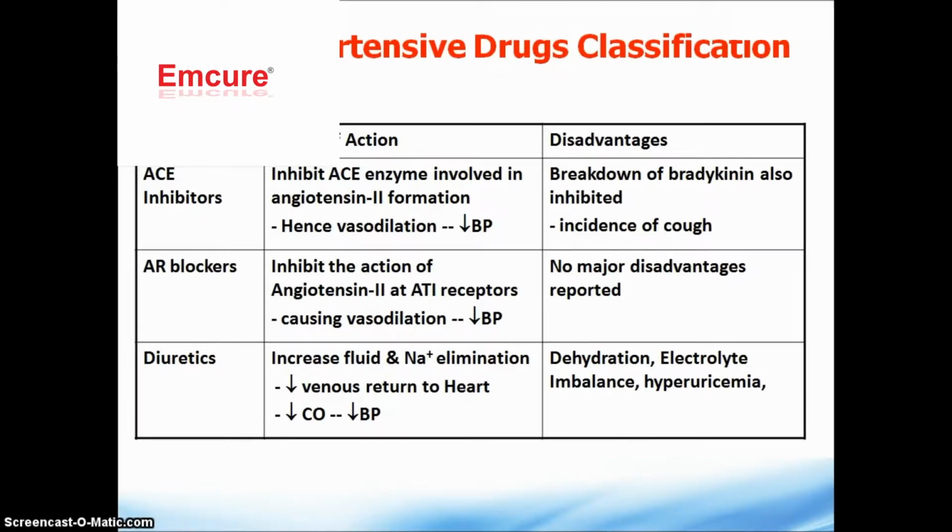Then you have the next group, which is called the diuretic group. Well, the mode of action of these drugs is that they increase fluid and sodium elimination. That means sodium and fluid moves out of the body. They reduce the venous return to the heart, hence they reduce the cardiac output and finally lower the blood pressure. At times, these drugs cause dehydration, electrolyte imbalance and hyperuricemia.